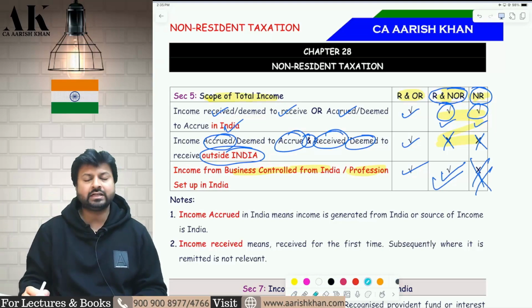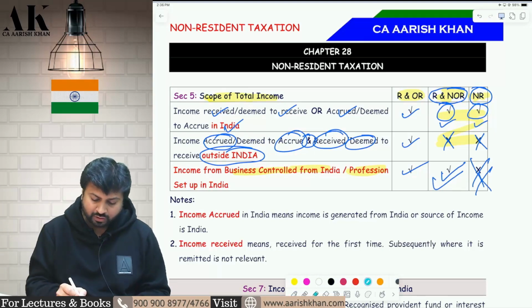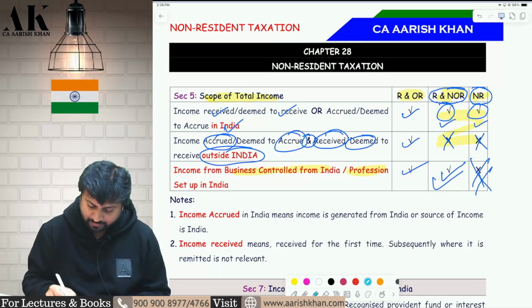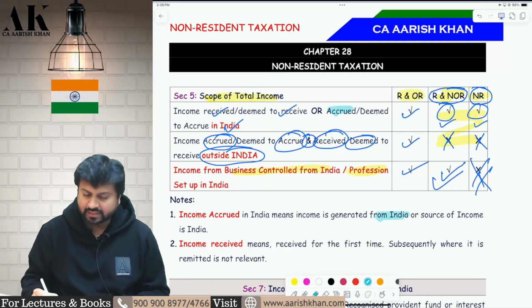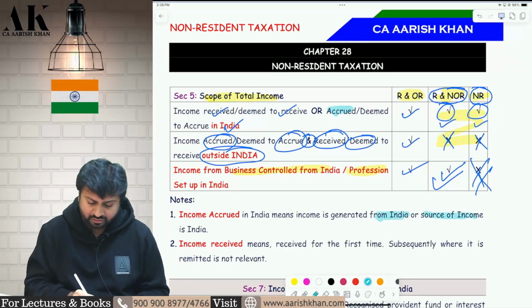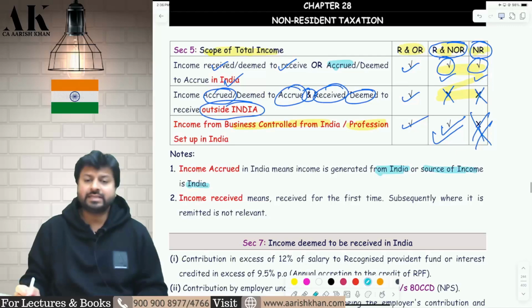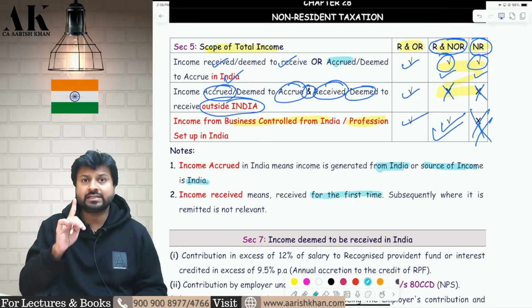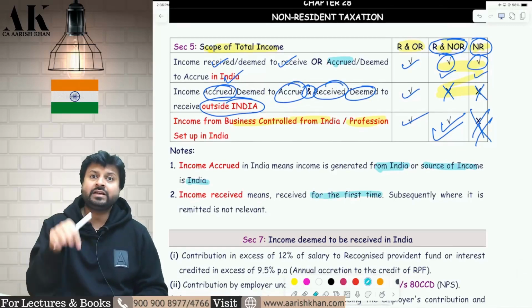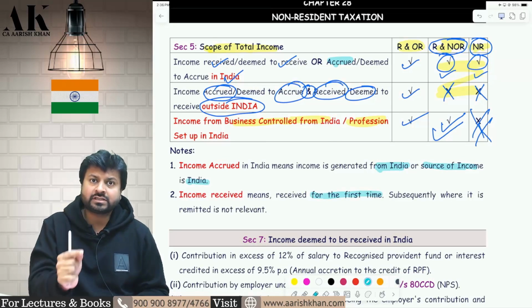Now we will try to understand the meaning of these four terms. Sir, what do I mean by the term accrued in India? Accrue means the income should be generated from India, or the source of income should be India. Sir, what do I mean by received in India? Received in India means when it is received for the first time. Wherever in the entire world it is received for the first time, that country will be called the country of receipt.